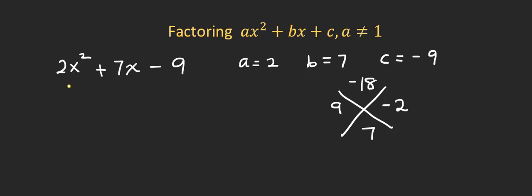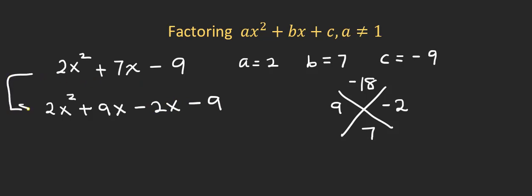So we're going to rewrite this expression as 2x squared plus 9x minus 2x minus 9. Notice these two are the same expressions. Now, if you want, you could put negative 2x before 9x. It doesn't really matter, it's your preference. So let's do factoring by grouping.